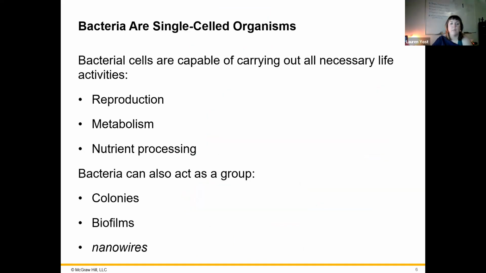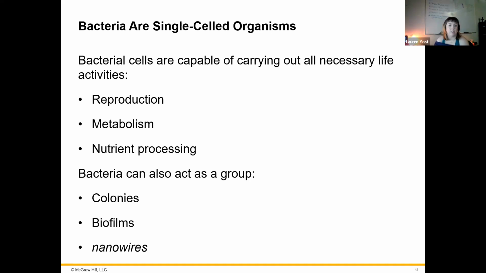Okay. So bacteria are single-celled organisms. They can reproduce from one another. They don't need to reproduce sexually. So one cell can become two cells, and that's how they divide. They undergo metabolism just like we would, so breaking down molecules or building up molecules, as well as other processing of various nutrients that they might get from their diet and environment, right?